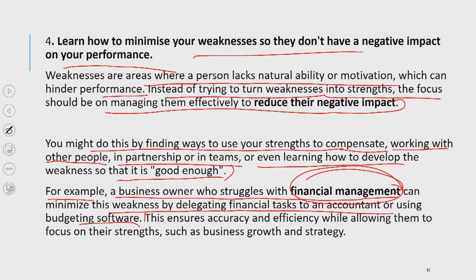You cannot yourself manage finances properly, so hire an accountant who can do this properly, or use some software to manage it, so that your weaknesses don't impact your performance. This ensures accuracy and efficiency while allowing them to focus on their strength. The person can focus on growing the business and not be bothered by the weaknesses which can impact business growth and strategy.